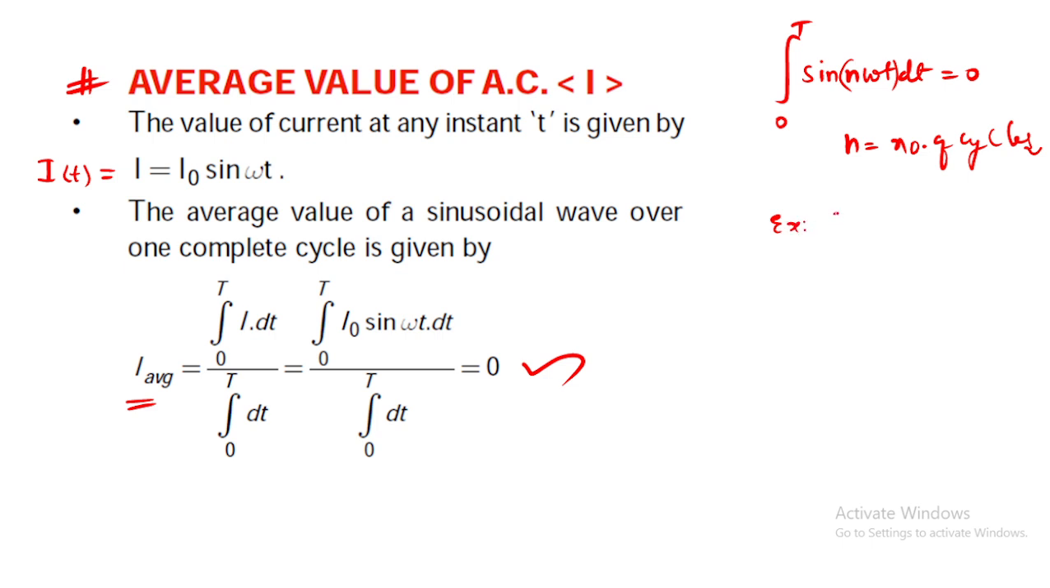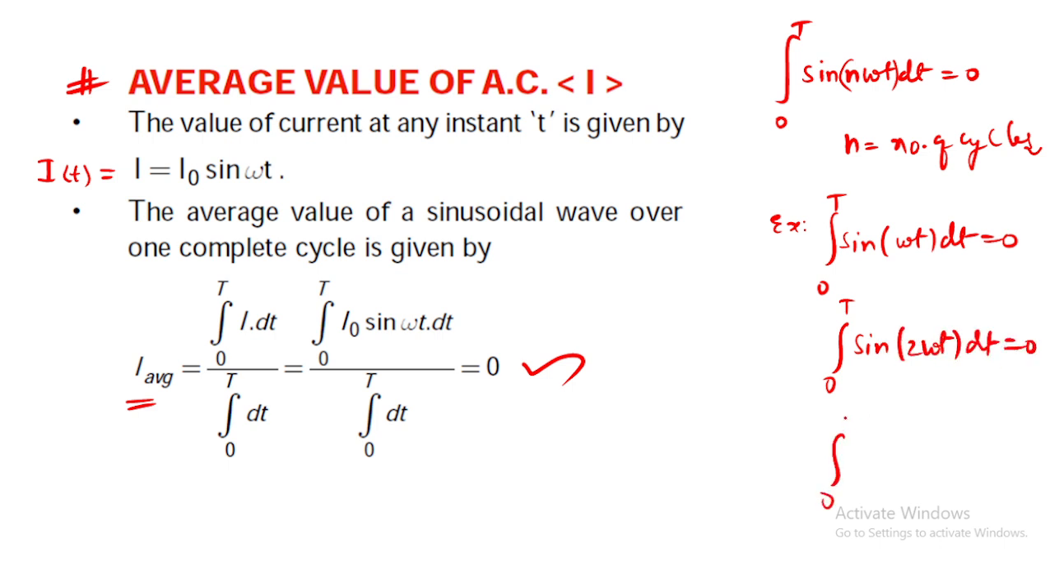Here, as an example, I'll write the integration from 0 to T of sin omega t dt. What is this? 0. Integration from 0 to T of sin 2 omega t dt, what is the answer I'll get here? 0. Integration from 0 to T of sin 3 omega t dt, what happens now? 0. Yes or no? Chalo, note down.